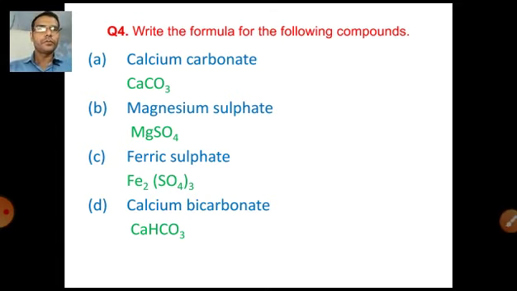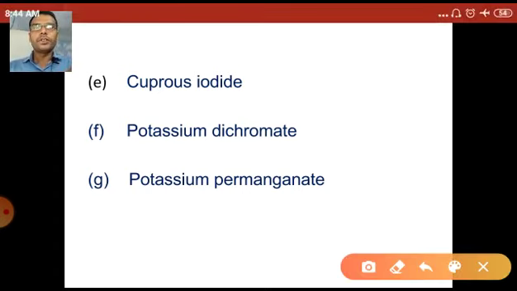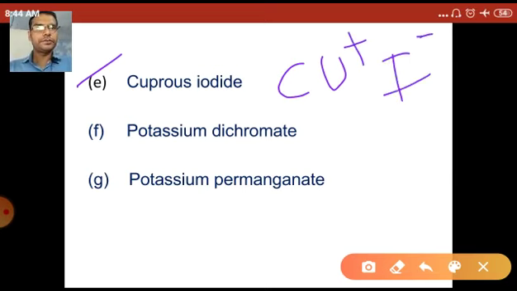Now the next question, E number, the formula of cuprous iodide. You know that cuprous has Cu plus ions and iodide has I minus. So the formula between them is CuI.